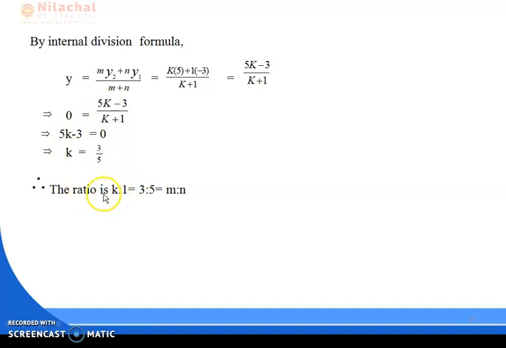That means the ratio k:1. We have already let m:n equal k:1. So our ratio is now k:1, and k:1 means 3/5 to 1, that means 3:5. So here we get m equals 3 and n equals 5.